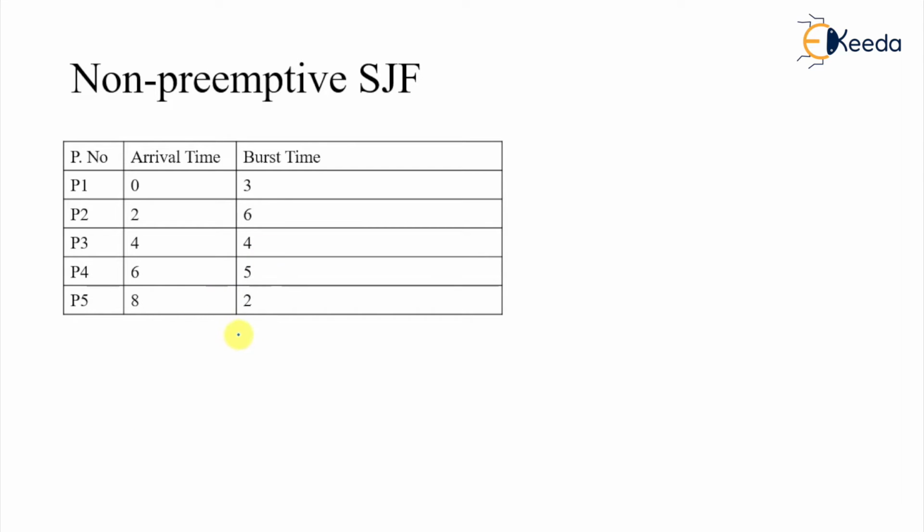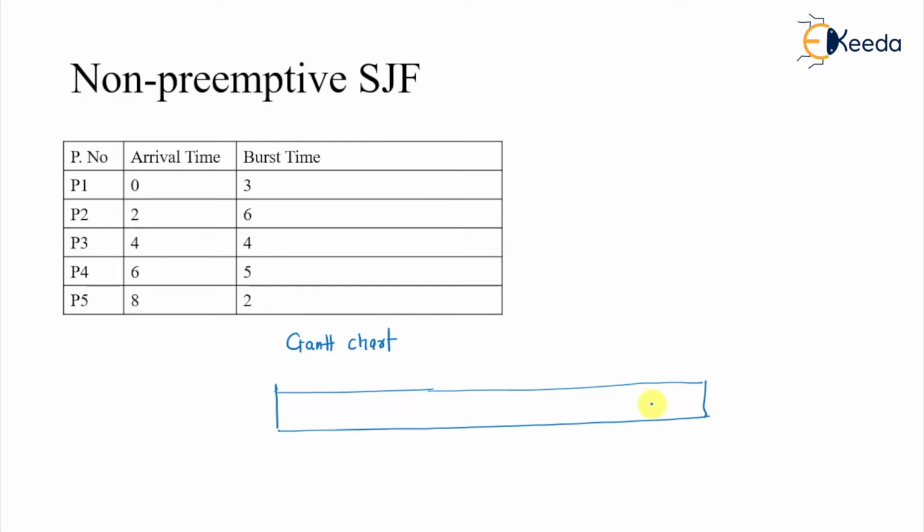To apply this, I have taken an example, and we are going to draw the Gantt chart for it and see how it works. At T equal to 0, we have only one process, P1. So P1 will be scheduled, and since it is non-preemptive, it will run up to 3. At that instant the only process that has arrived is P2, so there is nothing to choose, and because it is non-preemptive, the same thing happens up to 9.